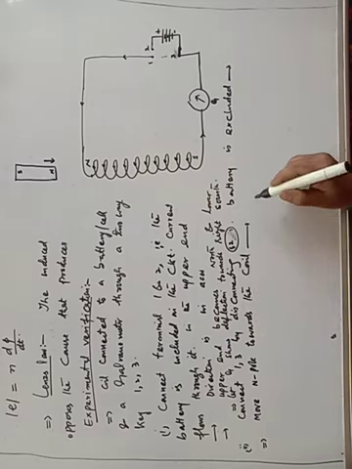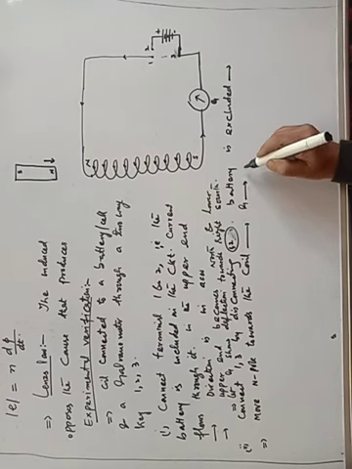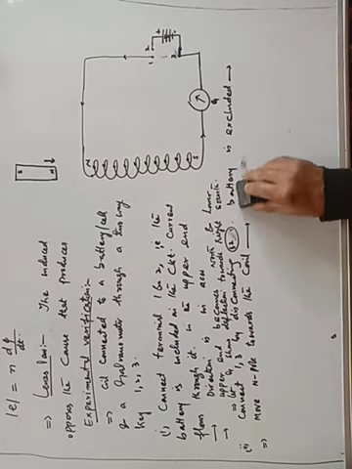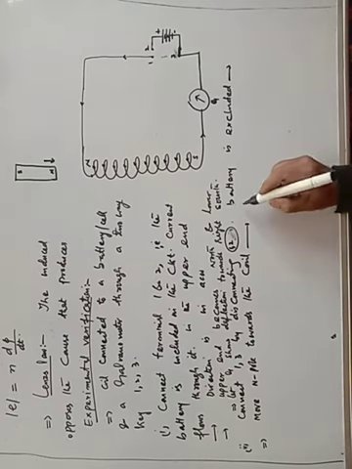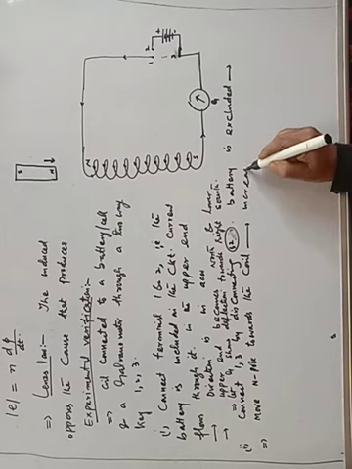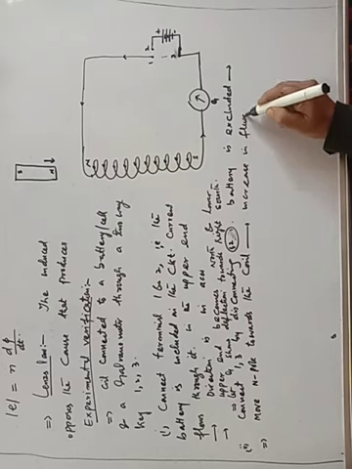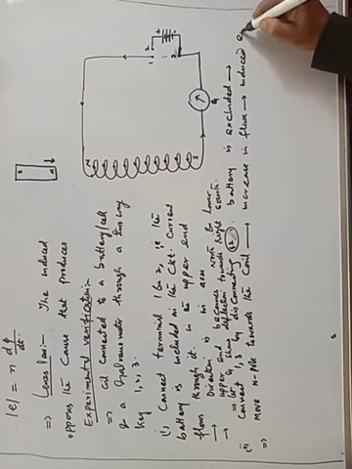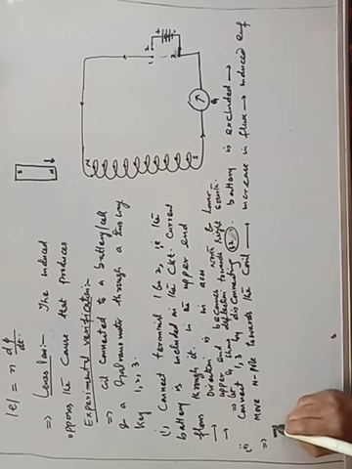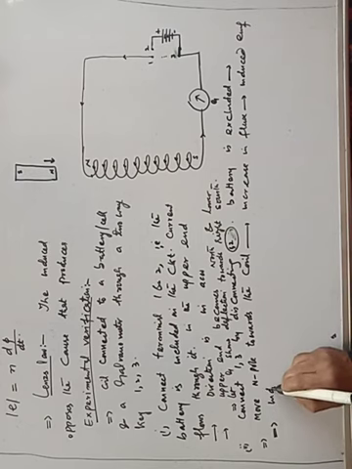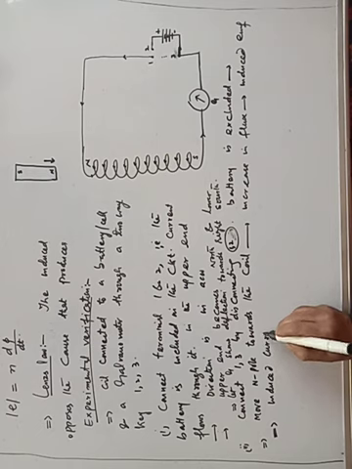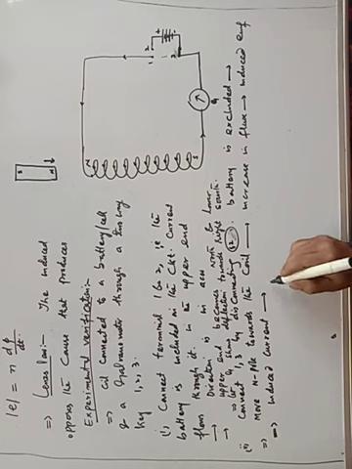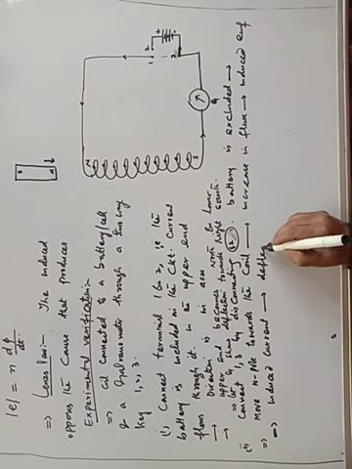So what happens there? Again the galvanometer shows, here we will write, towards the coil. What will be there? Increase in flux. Increase in flux होने से क्या होगा? Induced EMF is produced. जब induced EMF होगा तो induced current होगी. जब induced current होगी तो definitely deflection होगी galvanometer में. So there will be the deflection.